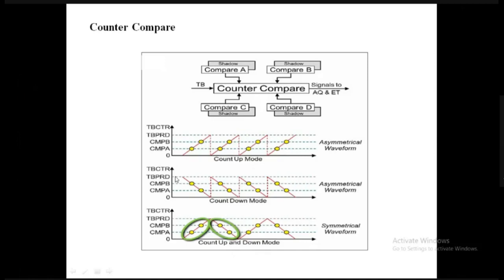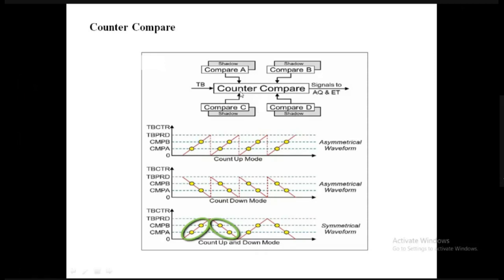Similarly, let's say you operate your counter in down count mode. It will start counting from TBPRD to 0, then again reset to TBPRD, and again count down to 0. So it is a down count mode where you are counting from 7 to 0, as we saw in the down counter. Now we have the up-down counter, in which you count from 0 to TBPRD and then from TBPRD back to 0. This will be responsible for creating symmetrical waveforms. Now you can see dots over here. What these dots mean is that your compare values are touching those waveforms at those particular points.